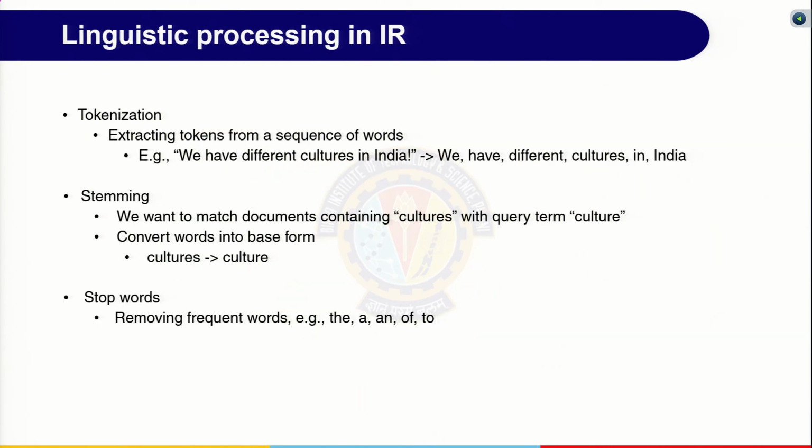So before we come to the ranking, as I was mentioning, we have a list of linguistic processing steps that we have to do before we create the inverted index. The first step is tokenization. Tokenization says we just need to extract tokens from a sequence of words. Let's say we have the sentence, we have different cultures in India. We will extract each individual token.